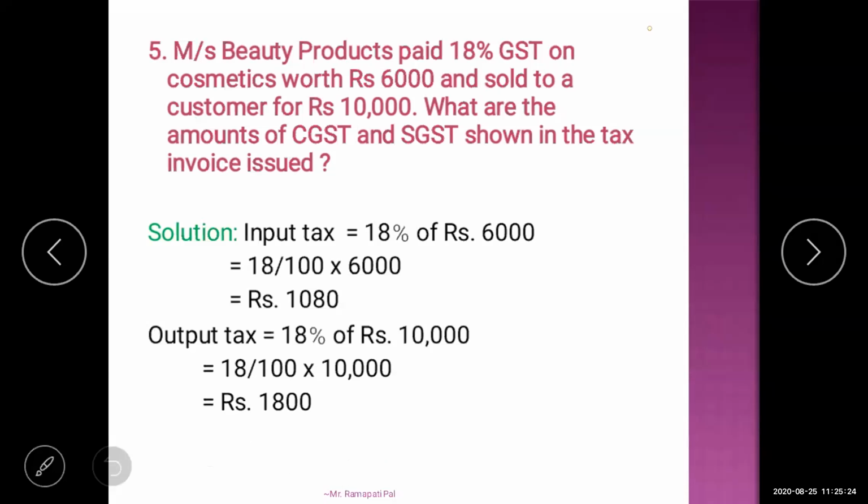So the ITC for beauty products is 1080, meaning the input tax. Now, how do we find the GST? You know the formula: GST is equal to output tax minus input tax.